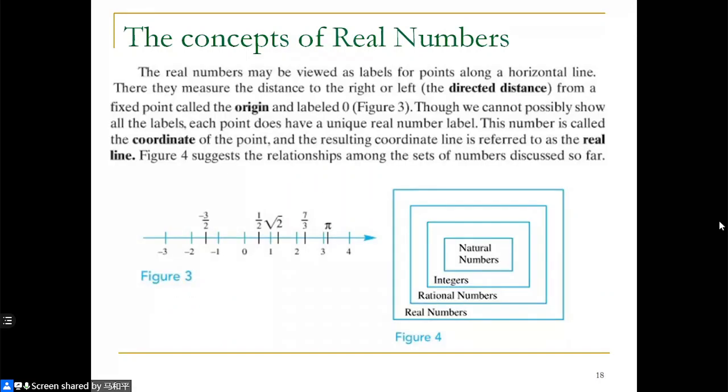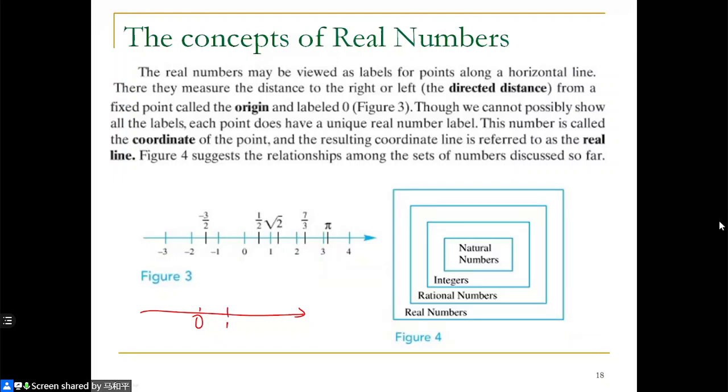The real numbers may be viewed as labels for points along a horizontal line. This is a horizontal line. They measure a distance to the right or left, the directed distance from a fixed point called the origin O, this orange O, and labeled zero. Though we cannot possibly show all the labels, each point does have a unique real number label.